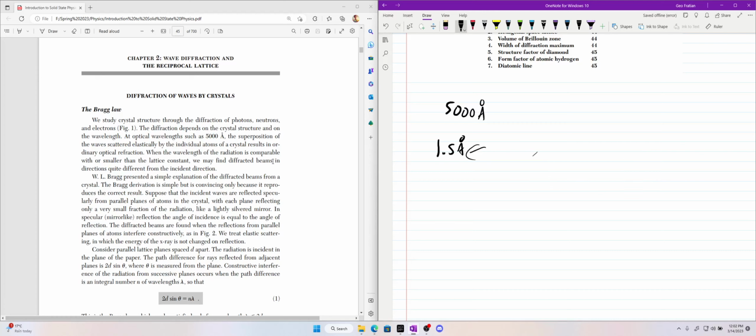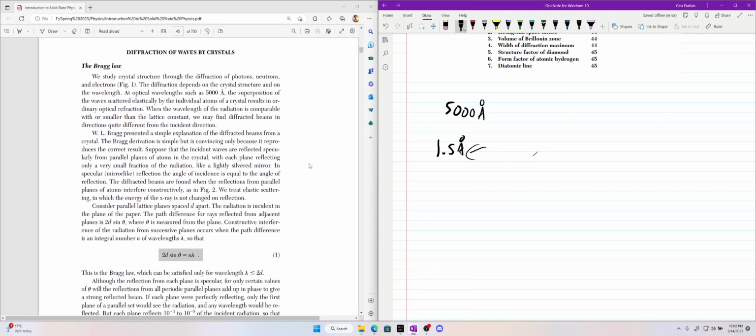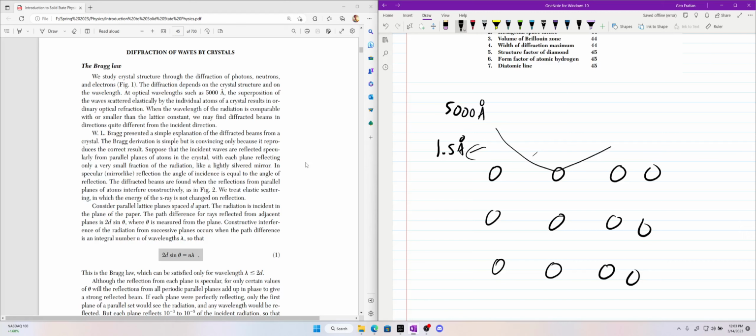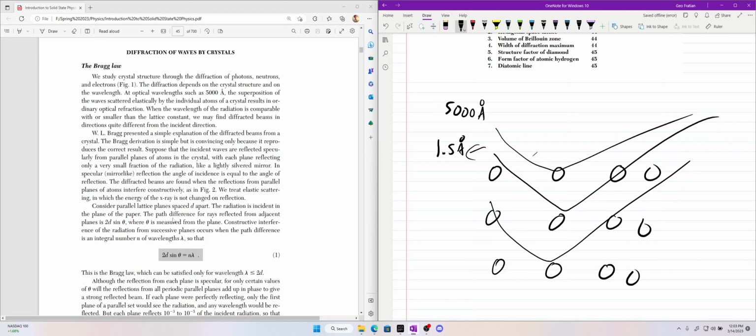So Bragg had a very cute derivation that said, suppose the incident waves are reflected specularly from parallel planes of atoms in the crystal, with each plane reflecting only a very small fraction of the radiation, like a lightly silvered mirror. So we have a bunch of atoms like this, right? And then you can imagine it extends to infinity downwards and other ways. Each layer of atoms is like a mirror, right? But stuff can still pass through it.